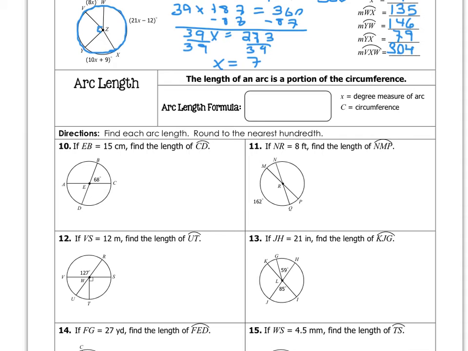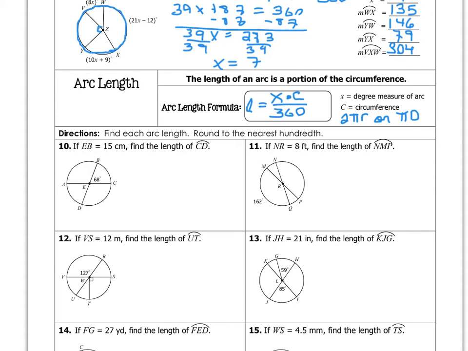And we want to find the arc length formula. So the arc length formula is going to be x times your circumference, where x is the degree measure of the arc, which is what we found up above. Length and measure are totally different. All over 360. Now C is your circumference. Circumference can be 2 pi r or pi diameter.